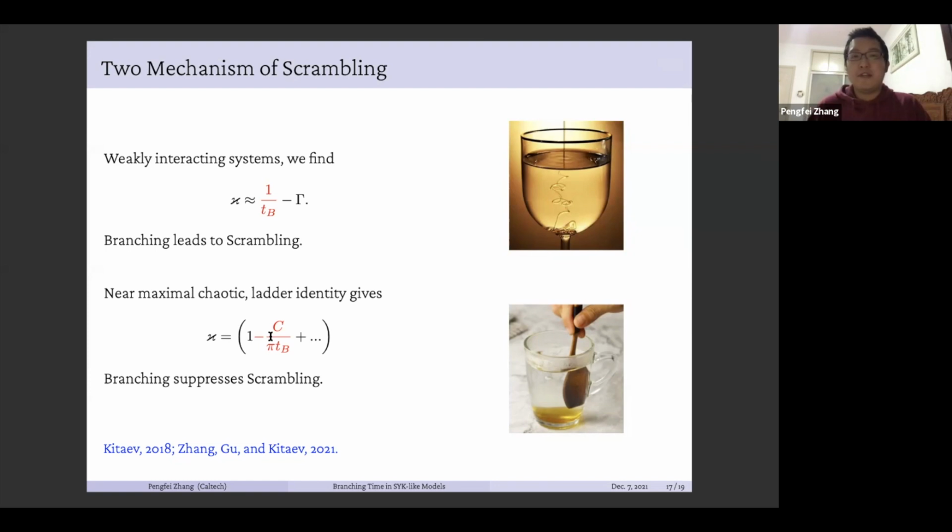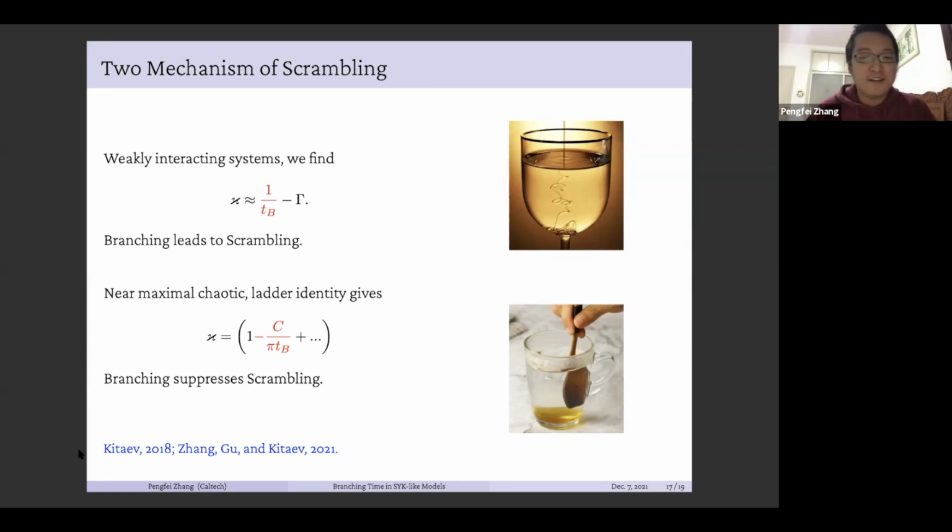For this weakly interacting system, the Lyapunov exponent gets a positive contribution from the branching. So the branching will lead to the information scrambling. However, near maximal chaos, there is a different mechanism, governed by some coherent process, like coherent scrambling, like gravitons. So if you have some branching, it will suppress the scrambling.